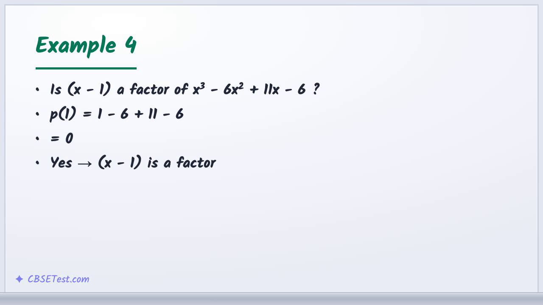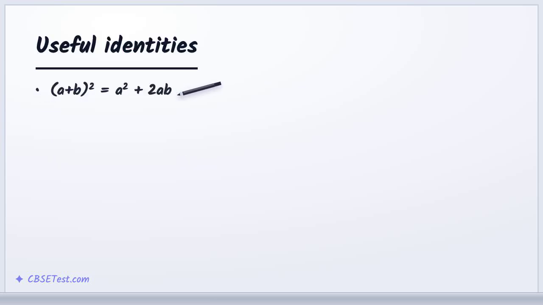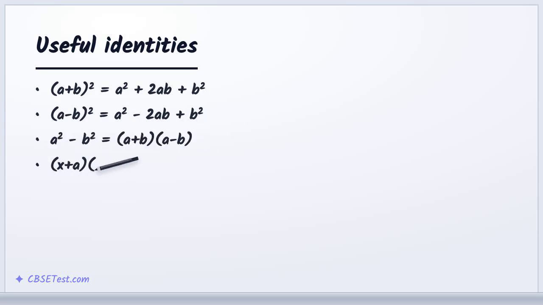factor of this cubic. These algebraic identities save a lot of time. The square of a sum, the square of a difference, the difference of two squares, and the product of two simple binomials. Memorize them. You'll use them constantly.